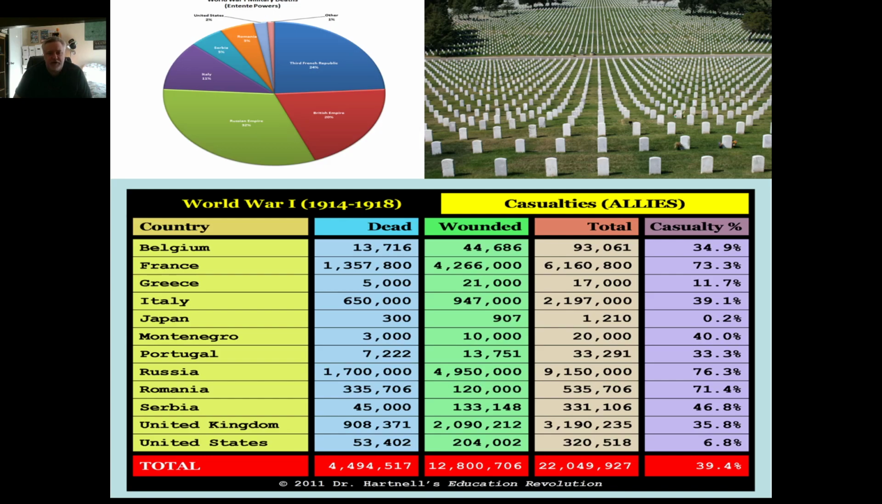The French come in second with almost 1.4 million dead, 4 million wounded, 6 million total casualties. 73% of their guys are either wounded or don't come home. After that, it's the Brits. And you've got us down here at the bottom. We're barely in it at all. All right. We came late to the party. So our numbers are very light, especially when you compare them to, say, the Russians, Romania, or France.